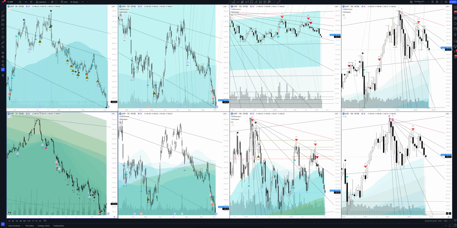Today we will take a look at American Express stock. Let's analyze the market situation and find out how you can make money on it. Let's start.